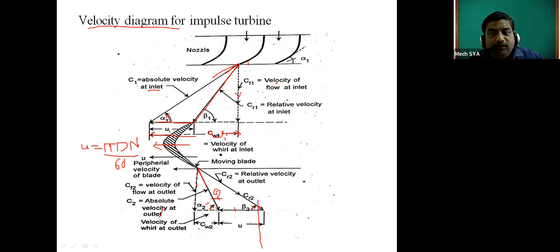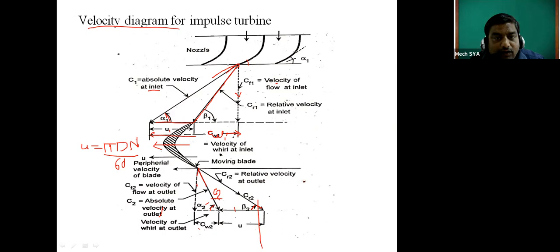First of all, you have to understand the diagram and this nomenclature. This is a blade moving with velocity U, the peripheral velocity. The steam is coming from this nozzle with absolute velocity C1. This C1 has two components. One is in the direction of the tangential blade velocity U, which is responsible for the rotation of the blade, called CW1.